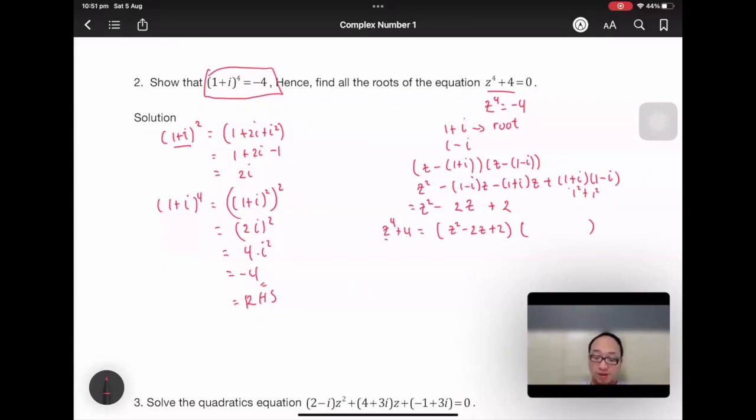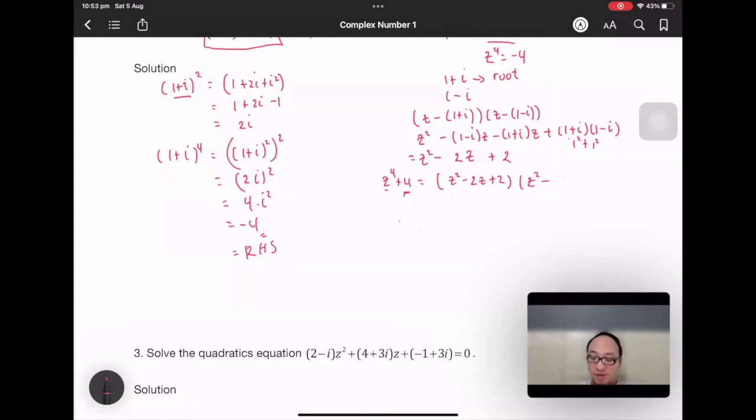Because this is z^4, this would be z squared times z squared plus az plus b. So we have 4 here, so that means 2 times b equals 4, so b equals 2. So the factors are z squared minus 2z plus 2, and z squared plus az plus 2. Now find a.